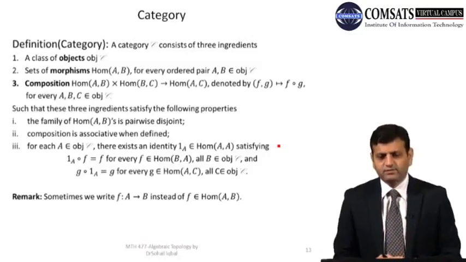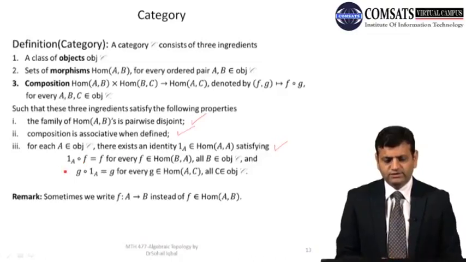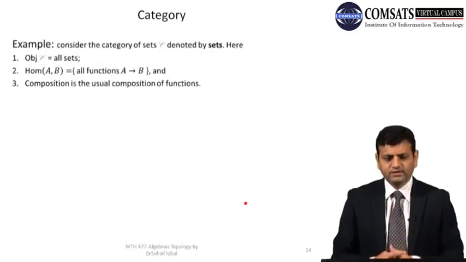So once again, what is a category? It has three components: objects, morphisms, and composition, satisfying the following three conditions. The morphism sets should be pairwise disjoint, composition should be associative, and there should be identity morphisms satisfying these two conditions. A simple remark: sometimes we write f from A to B instead of f belongs to Hom(A,B). So let's consider examples.